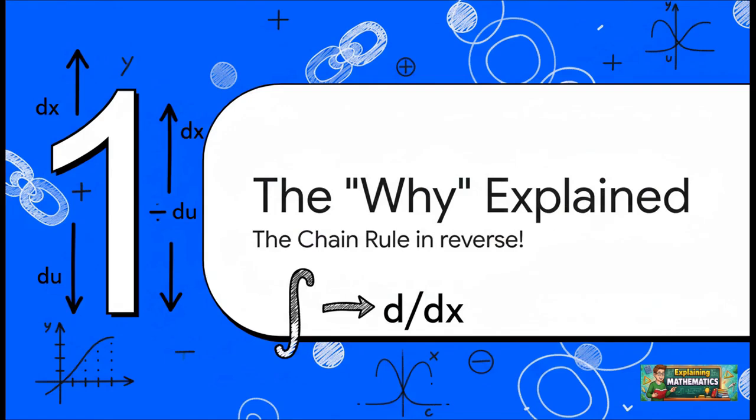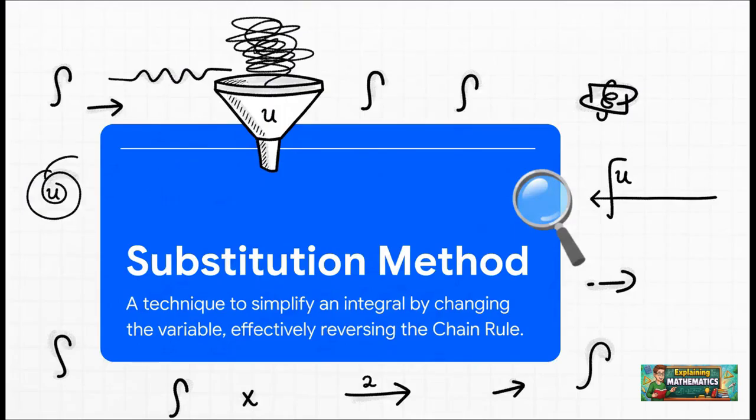So why does this amazing shortcut even work? Well, the best part about learning the substitution method is that you kind of already know half of it. It's just the chain rule from differentiation, but we're running it in reverse. At its core, substitution, or as you'll often hear it, u-substitution, is really all about one thing: making our lives easier. We're going to find the messiest part of the integral, swap it out for a simple new variable u, and basically transform a hard problem into a super easy one.